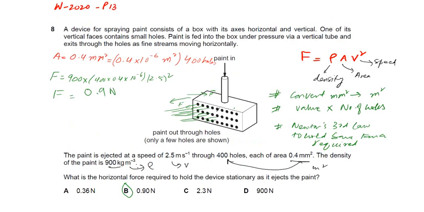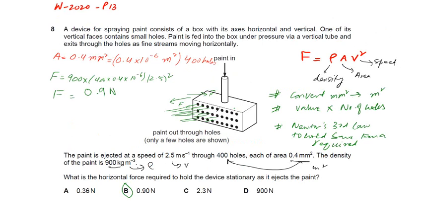So area is 0.4 millimeter square. We need to convert it into meter square. That is 0.4 times 10 to the power minus 6 meter square. And remember, it is from the 400 holes, right? So the area must be multiplied by the 400 holes. That means the cross-section area of all the holes will be here.